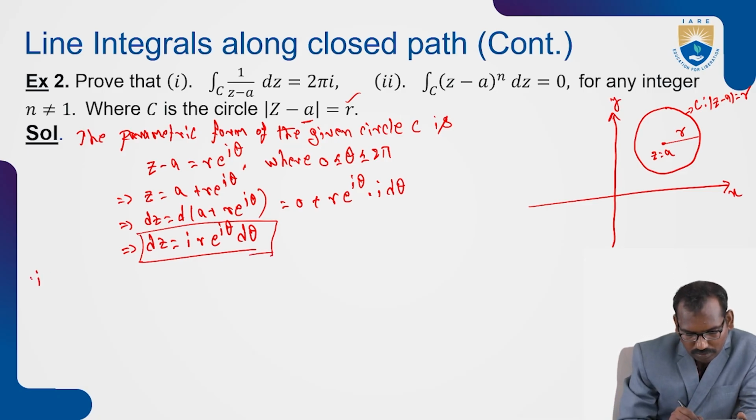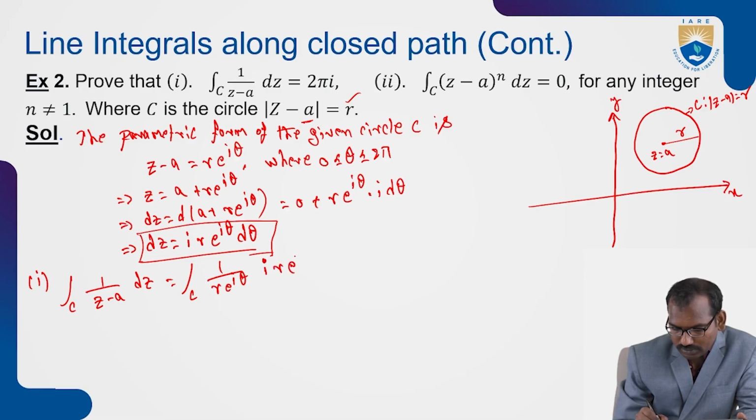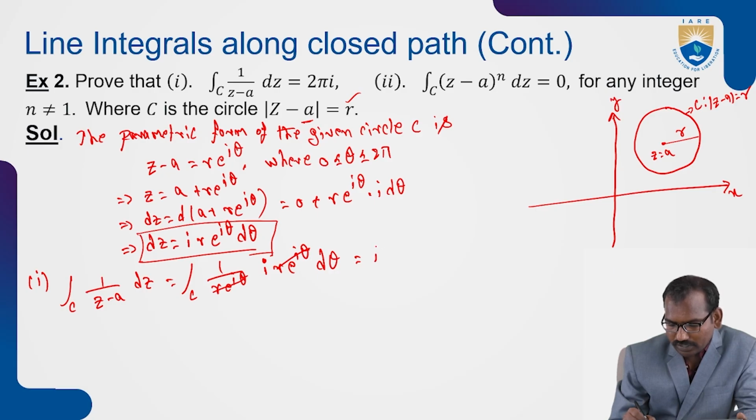Now I am going to do the first one. So integration along C of 1 by (z minus A) dz. What is z minus A? z minus A is R into e power i theta. And dz is i times R e power i theta d theta. If you observe, R e power i theta is there in both numerator and denominator, you can cancel it out. We will have i in the integrand, we can take it out from the integral symbol.